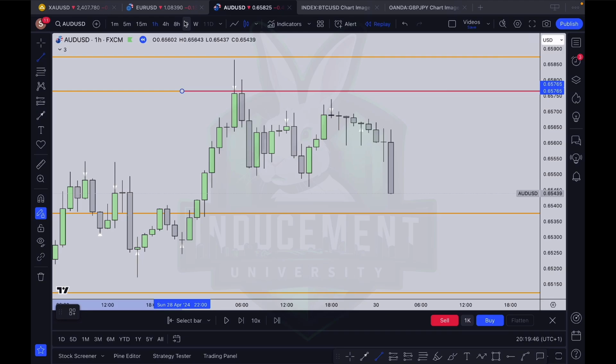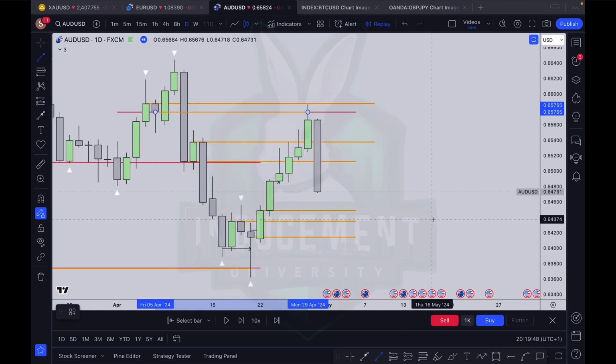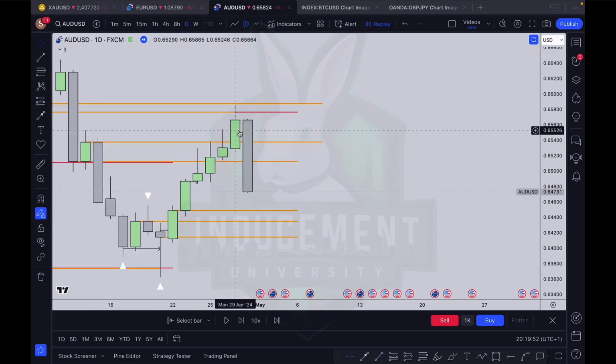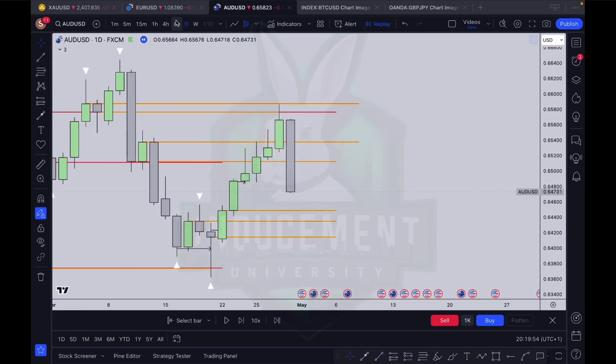However, on the weekly, we are still bullish. And as you can see, the next daily candle is bearish. So yeah, I went a little bit too quick there.